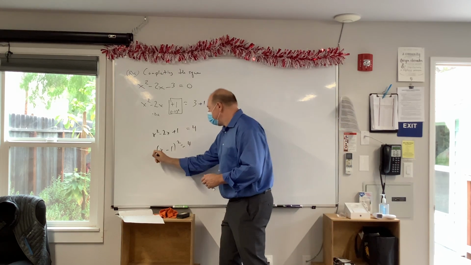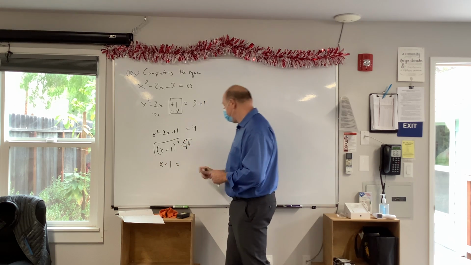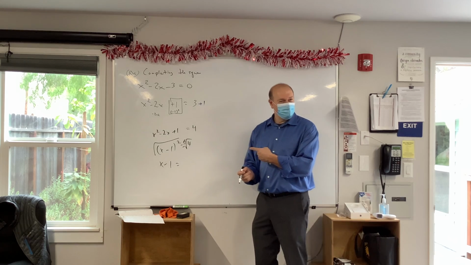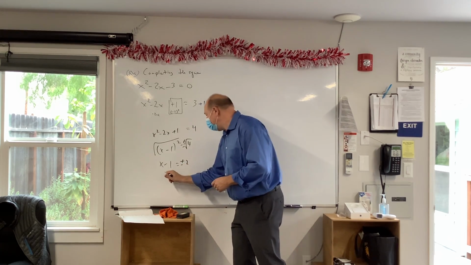Boom, and I think I do this. I do a square root here, I do a square root here, plus or minus, and I go x minus 1. And how about a plus or minus 2? Plus or minus 2. I add 1 to both sides.